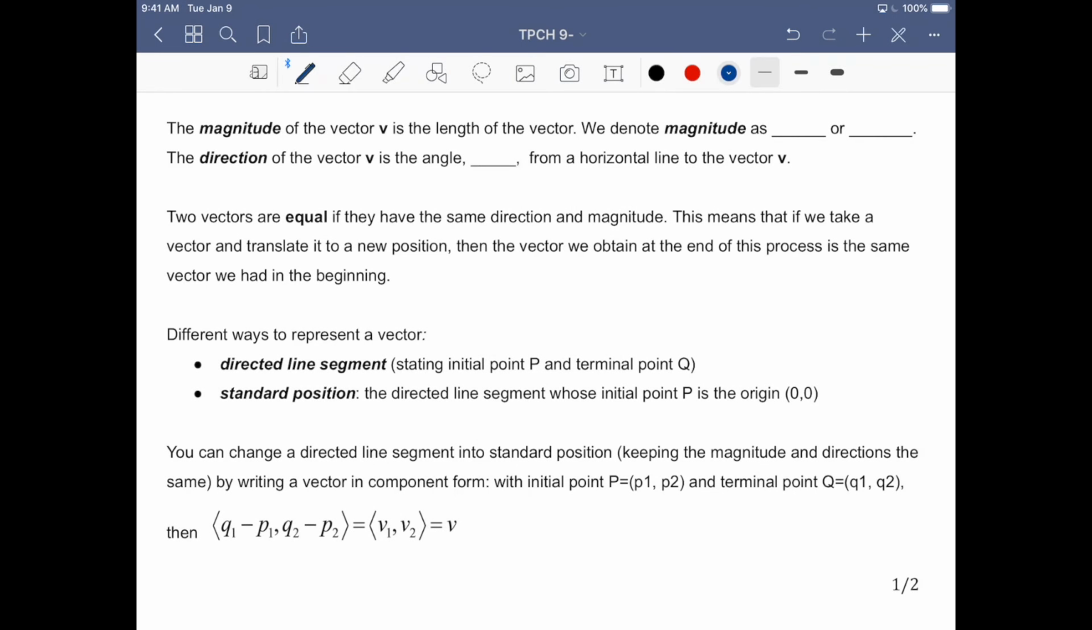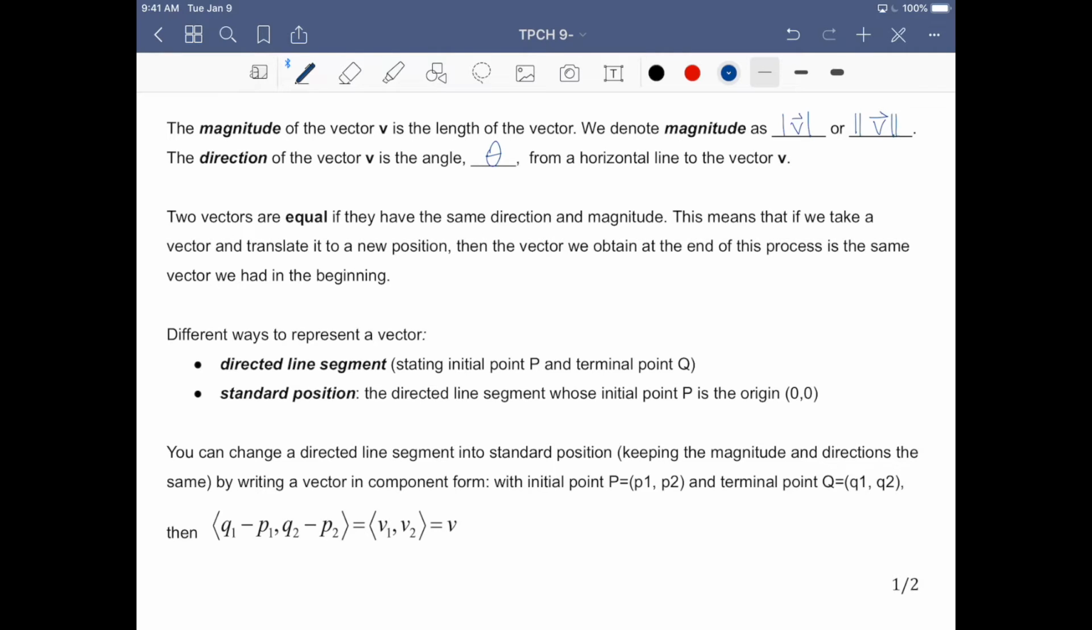The magnitude of the vector V is the length of the vector. We can denote the magnitude as the following, either with a single bar like absolute value symbols or with a double bar. The direction of the vector V is the angle theta from a horizontal line to the vector V.